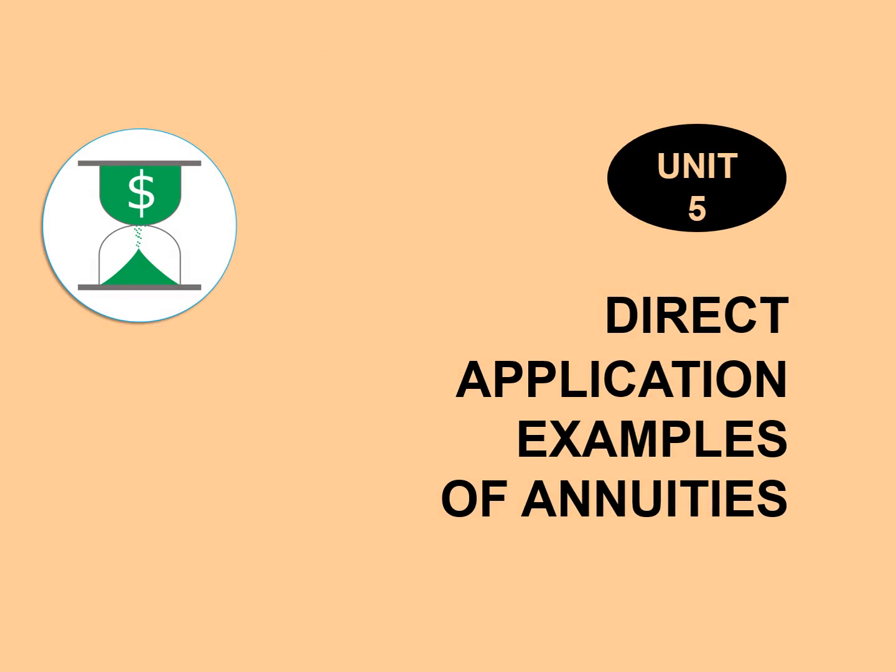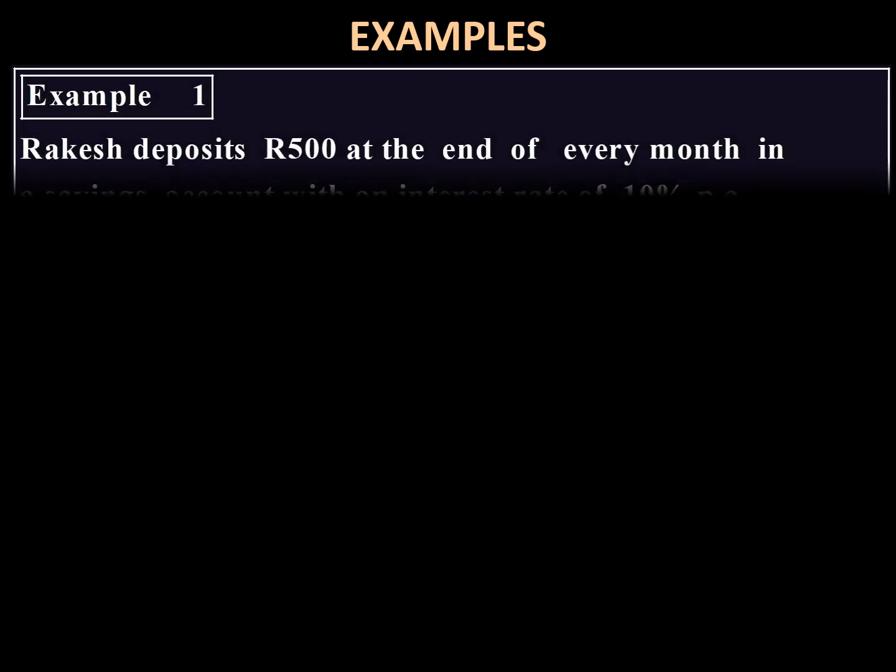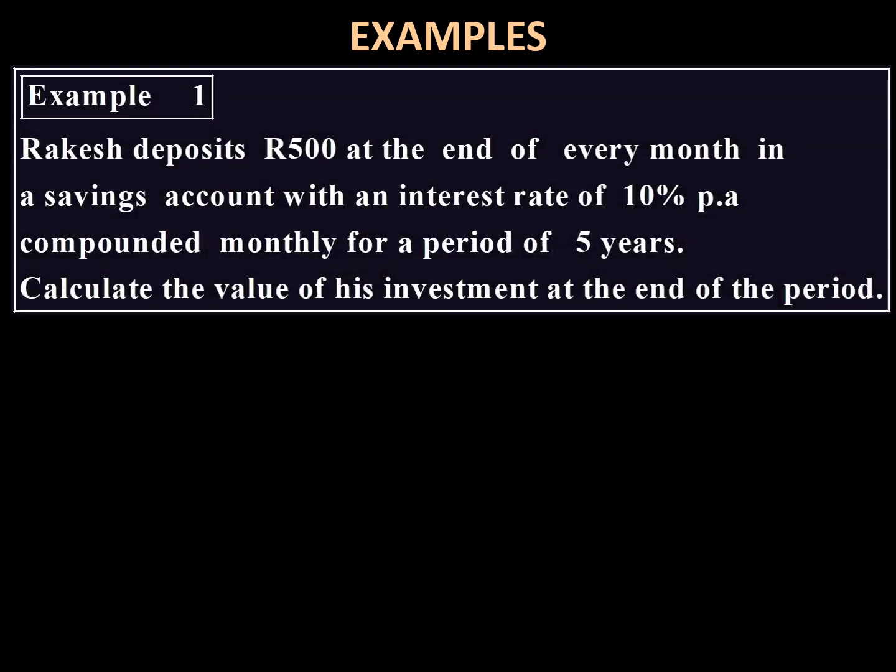Now that we've derived the formula, we're now ready to do some applications of future and present values of annuities, but some direct applications, just directly applying those two formulas. Let's look at the first example. Remember, I always advise you to read your questions carefully. So let's look at this. There's the example given. So let's just read it now.